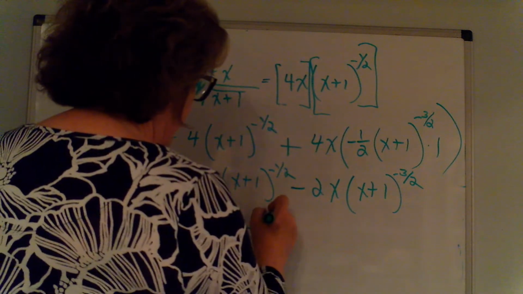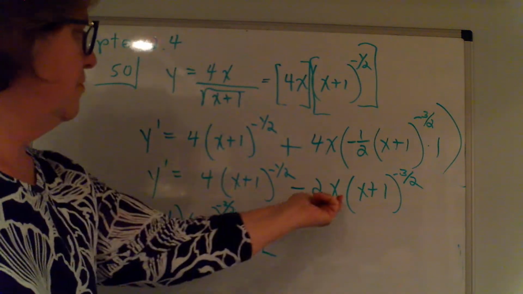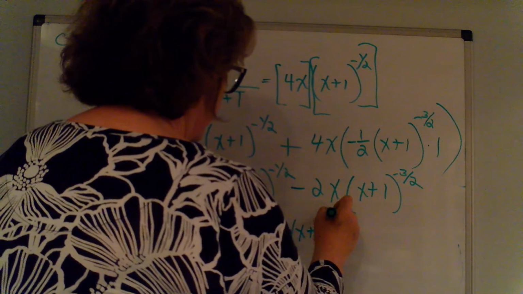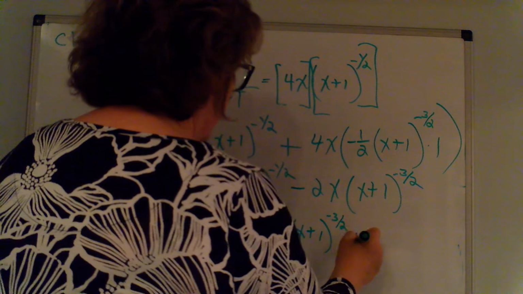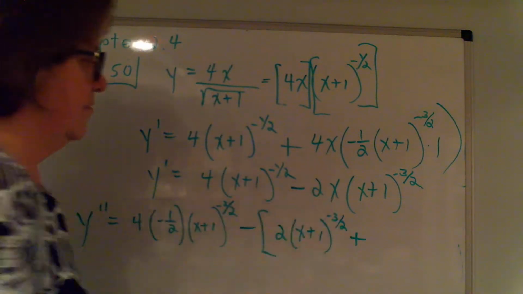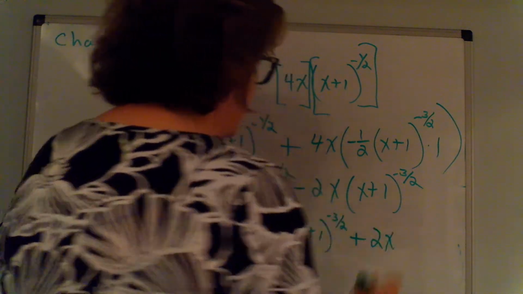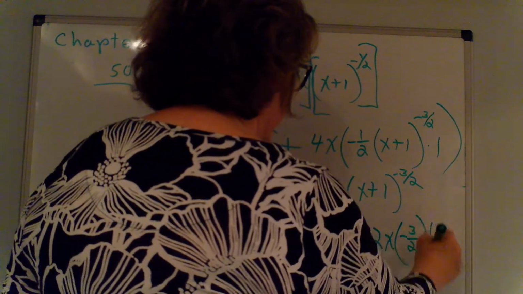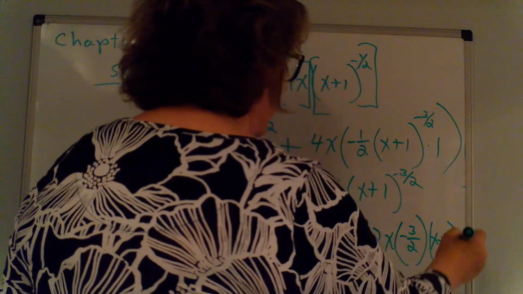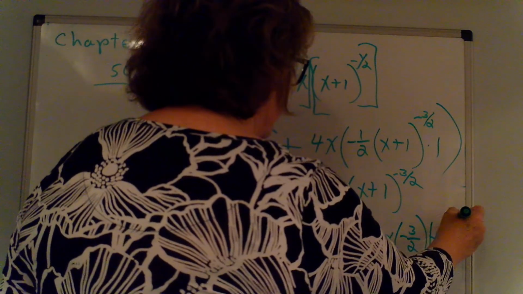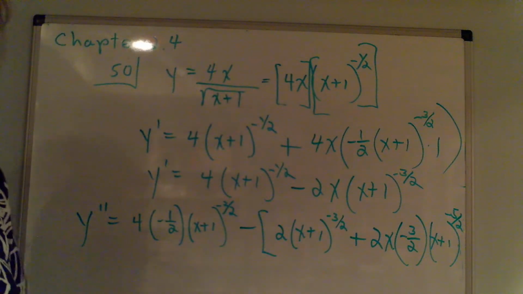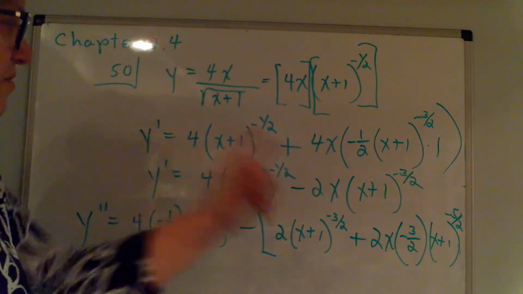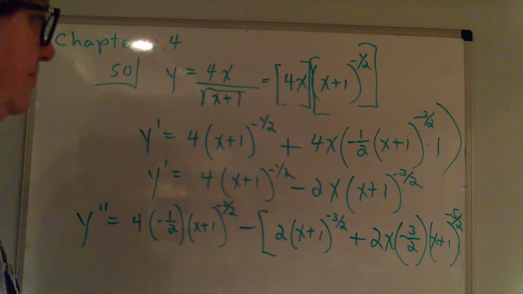So I'm going to say minus the quantity. Take the derivative of this. It's just 2. And then we're going to leave this alone and take the derivative of this part, which is going to be negative 3/2 times x plus 1 to the negative 5/2. Negative 3/2 minus 1, negative 3/2 minus 2 over 2. So I wind up with that.